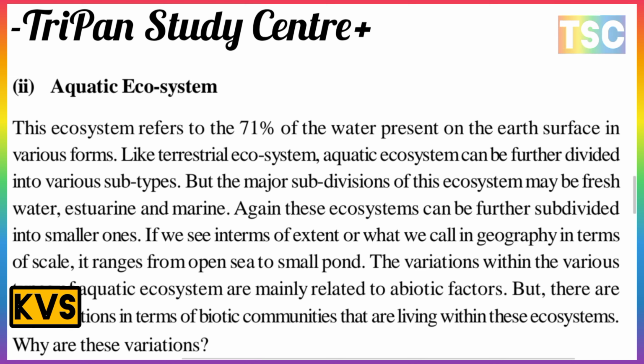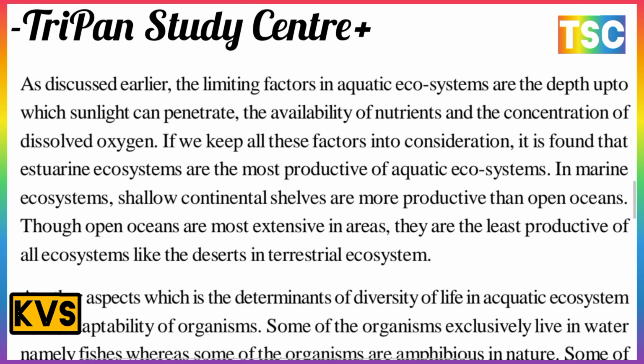If we see it in terms of extent, or what we call in geography scale, it ranges from the open sea to a small pond. The variation between the various types of aquatic ecosystems is mainly related to the abiotic factors. The abiotic factor is the most important here, but there are also variations in terms of the biotic communities that are living within this ecosystem. And why are there these variations? The important question here. As I discussed earlier, the limiting factors in the aquatic ecosystem are the depth up to which sunlight can penetrate, the availability of nutrients, and the concentration of dissolved oxygen.